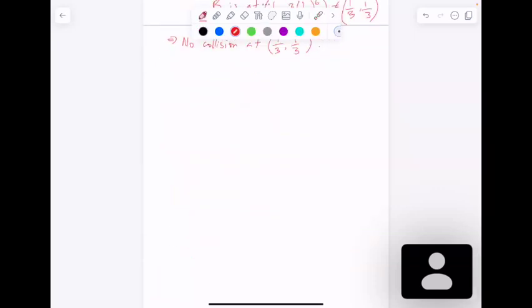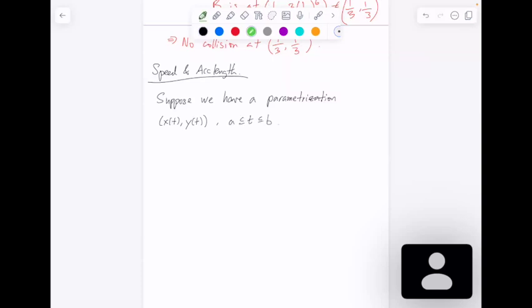Let's now take a look at what we could infer from speed and velocity of parametrizations. All right, so here we're moving into a bit more calculus. Let's call this speed and arc length. Suppose we have a parameterization, let's say x of t, y of t, with t between a and b. So I'll just draw this abstractly something like this. This is x at t equals a, y at a, and this is x of b, y of b.